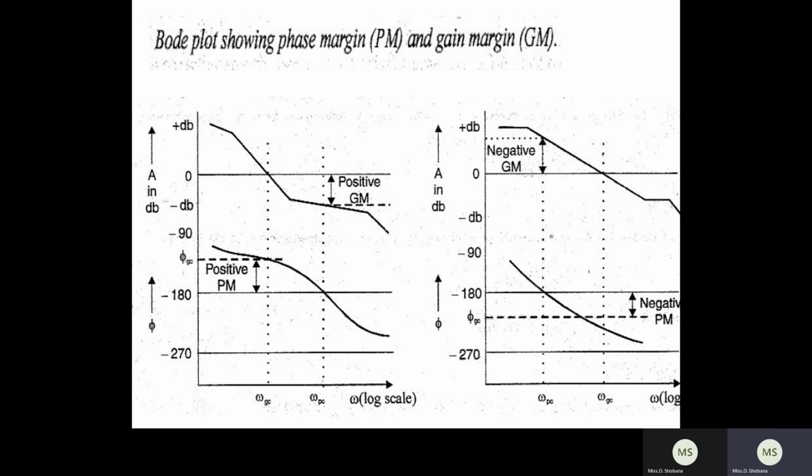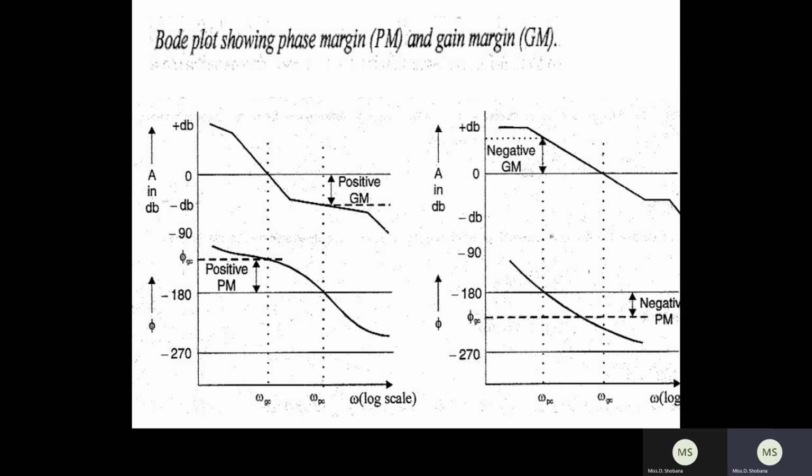Draw a vertical line; it will intersect your phase plot. The corresponding frequency is your omega GC. Then read the corresponding gain and the corresponding phase angle, which will be phi GC. Now measure this phase angle value and substitute it into the formula, gamma is equal to 180 plus phi GC. So you will get the phase margin.